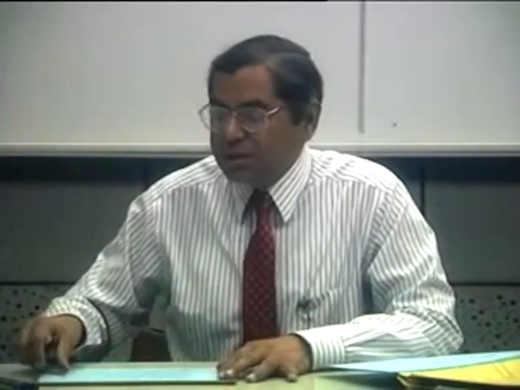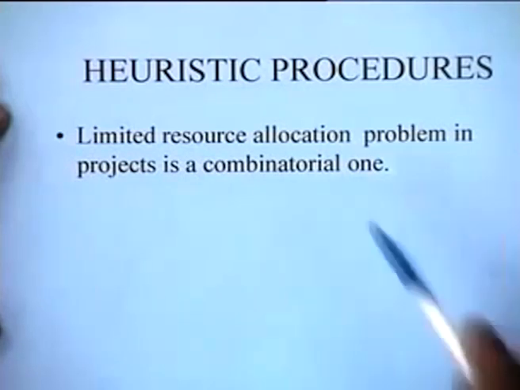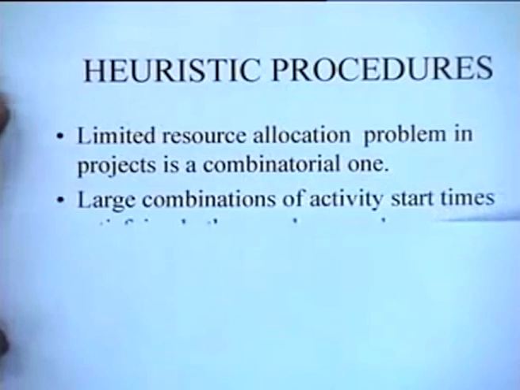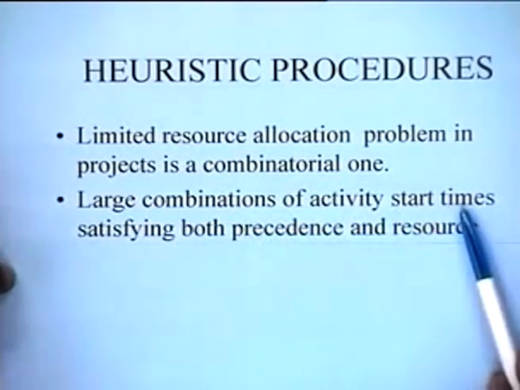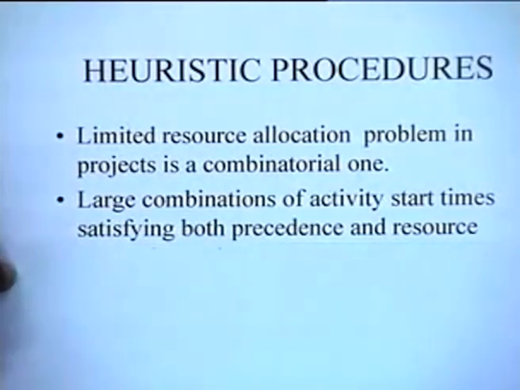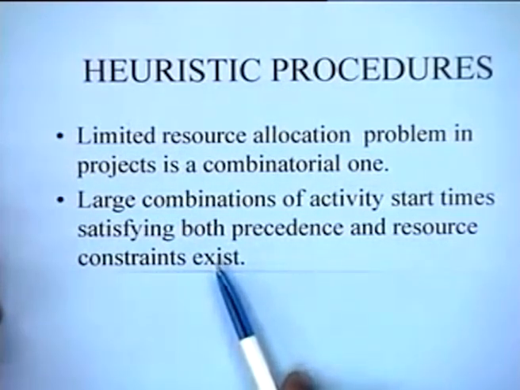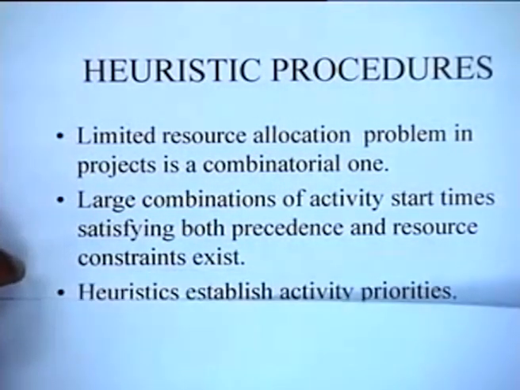Let us now examine some of the typical problems with heuristic procedures and the kinds of approaches which are available. The limited resource allocation problem in projects is a combinatorial one that we have already mentioned. By this, what we mean is that there are a large number of combinations of activity start times satisfying both precedence and resource constraints. So, these combinations exist, and because of these large combinations you have a large number of heuristic procedures possible.